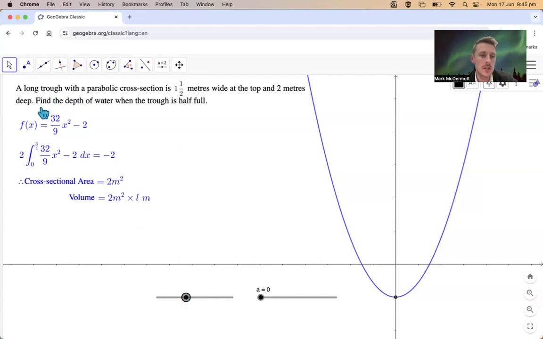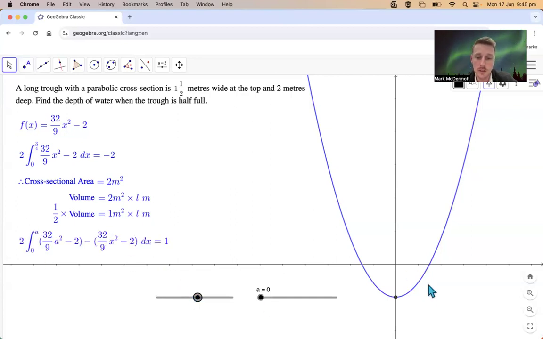Okay, but then the question says, find the depth of water when the trough is half full. So half of the volume would be half of the cross-sectional area. I think you would agree with that. If we wanted to halve the volume, if we just halved the cross-sectional area and then multiplied by the same length, then we would get half the volume. So that's what we're setting up, okay? So now the question becomes, how can we set up an integral such that we have a cross-sectional area of 1? Okay, because we need this cross-sectional area to be 1. And this is what we're going to come up with.